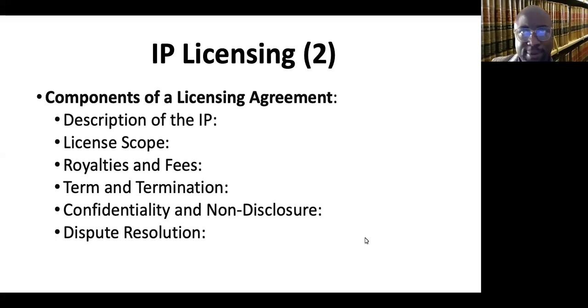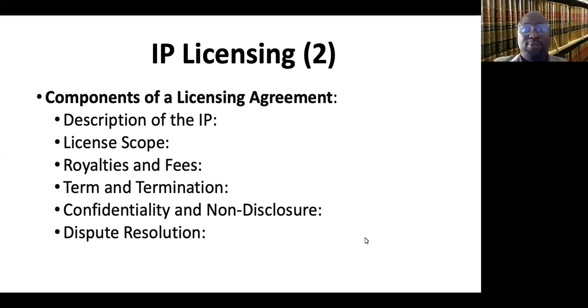The first is the description of the IP. This segment of the licensing agreement clearly defines the intellectual property that is being licensed, including any patents, trademarks, copyrights, trade secrets. And then the next component of a licensing agreement is the license scope, which is very important. Here there are specifications on the rights granted to the licensee, such as the geographical scope, the duration of the license, permitted use of the IP, and any exclusivity arrangement.